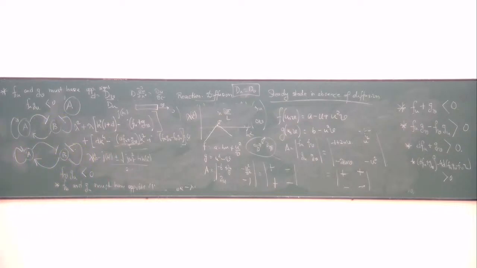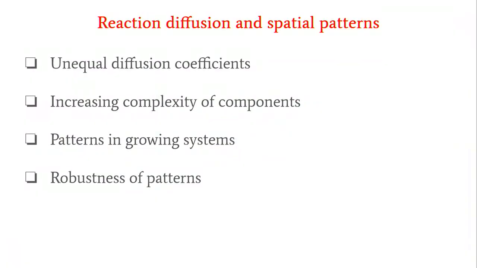So I leave you with these thoughts. In general, this is a very broad framework for generating patterns, and at least in chemical systems, people have explicitly shown Turing type of instabilities. Even in developmental systems, people think that they do play a role. Okay, so I'll stop here.